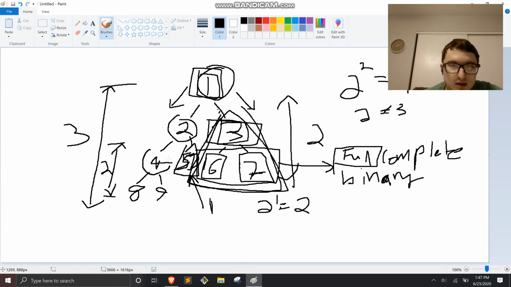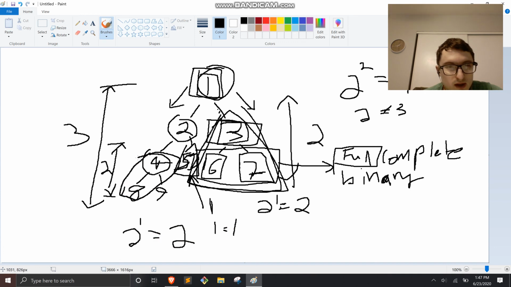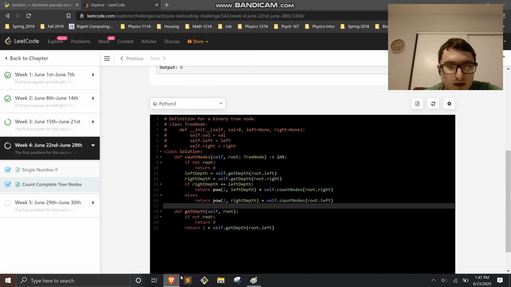Okay, and then you go to this node because you go root.left. So at the 4, you're going to look at the left and right, and this time they both have depth 1, so they're equal, and because they're equal, that means the left subtree is complete, so you do 2 to the 1, which will give us 2. So we'll call this entire thing, and then we're going to go to root.right. So far we've counted 4 plus 2 plus 2, so we're at 8 nodes so far.